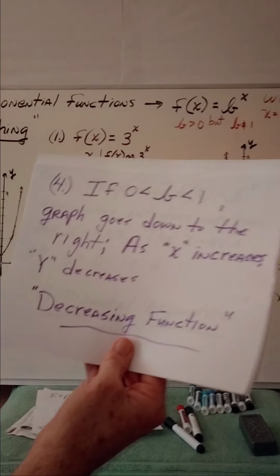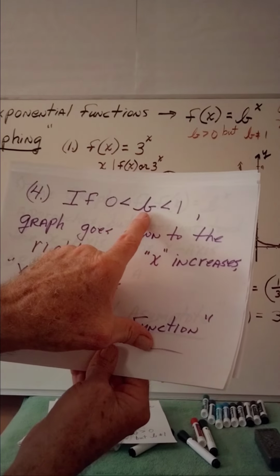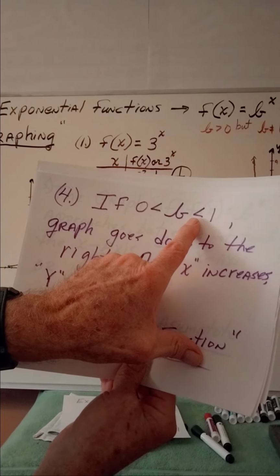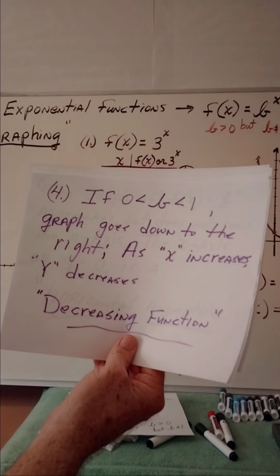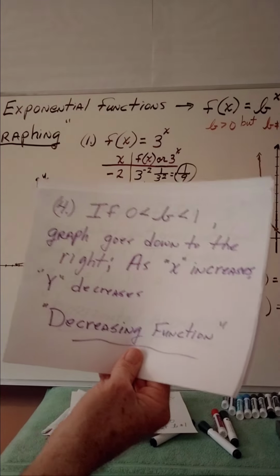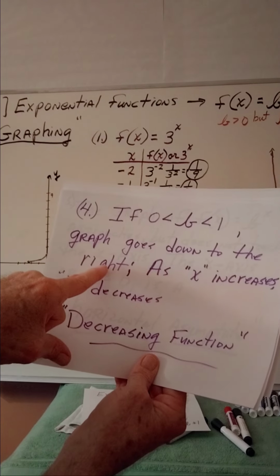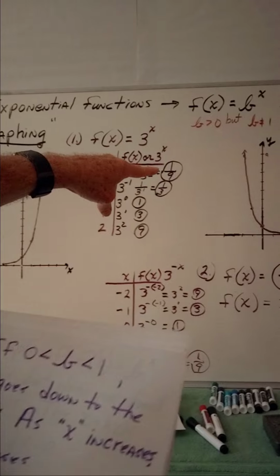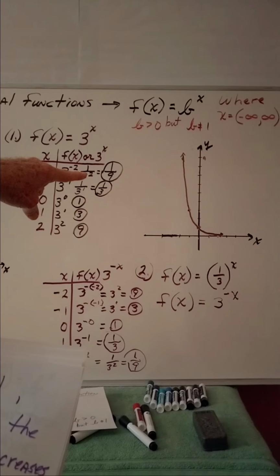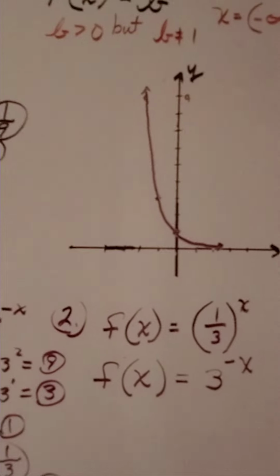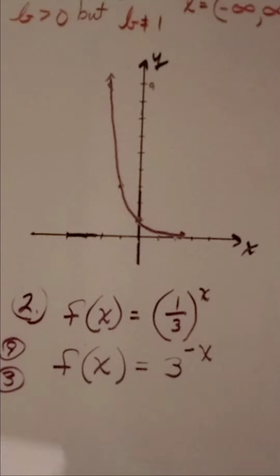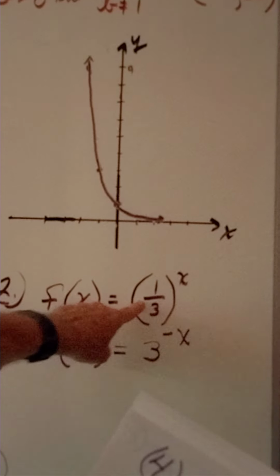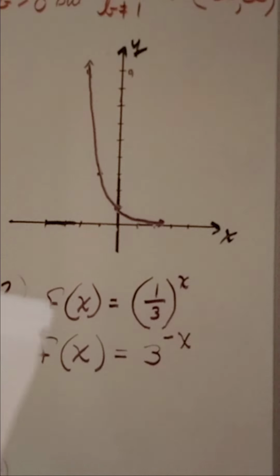Characteristic number 4. If the value of b is less than 1 and greater than 0, which it must be, the graph will go down to the right. And that one that we just finished off on, number 2, is a decreasing function. It moves down to the right. And why does it move down to the right? Because its base of 1/3 is less than 1, but at the same time greater than 0.